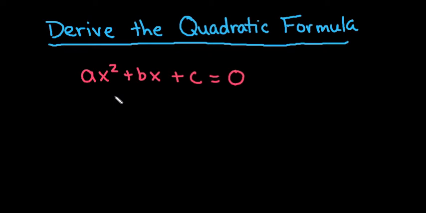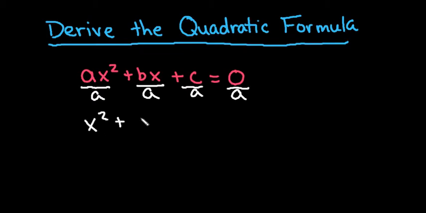So basically what we're going to do here is go through this like we would any other completing the square problem. And so the first thing that we want to do is, remember, to complete the square we want the leading term to be 1. So I'm going to divide all of my terms by a. So I want to get the leading coefficient, or the leading term, to be 1. So now I would have x squared plus b divided by a times x plus c divided by a equals 0.